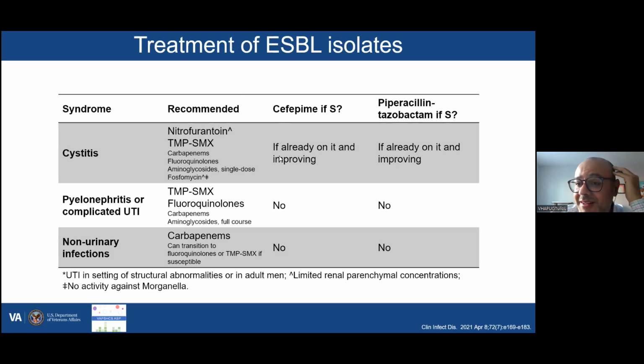Questions always come up clinically about whether or not we can use cefepime or Zosyn if you have an ESBL isolate, so ceftriaxone resistant, that is sensitive to those agents in vitro. And the answer is yes, if you have cystitis, just cystitis, and your patient is on it and already getting better. Everything else requires you to switch to a carbapenem or something that's active, whether it could be a non-carbapenem as well.